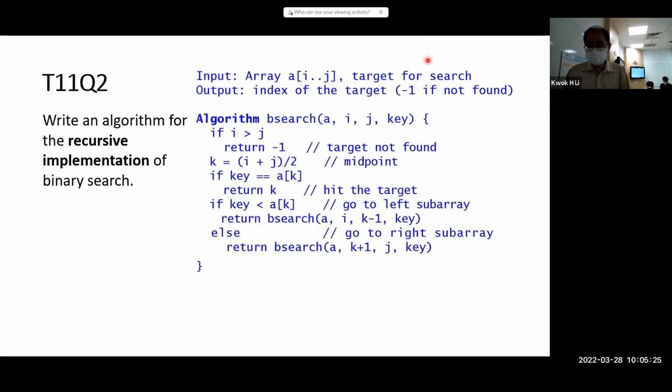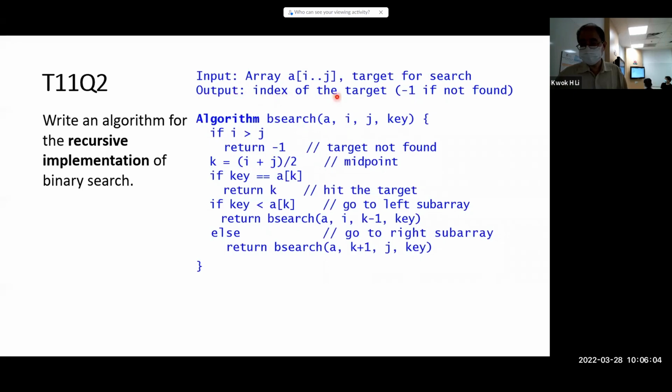So, the algo. It is quite related to question 1. We would like to write a recursive implementation of that. Okay, so the algo is quite straightforward. First of all, we have an array. The starting point is I, the ending point is J, and we have the key, the target for search. That is 22 from our last page here.